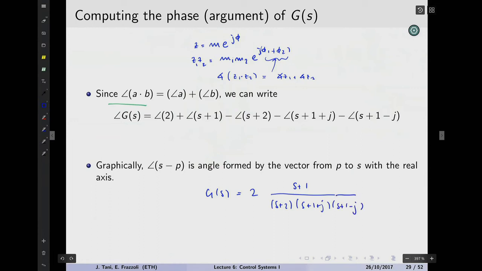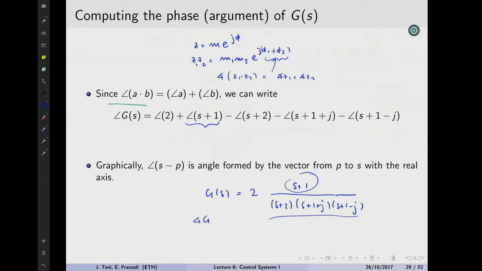So all we have to do to calculate the phase of G is check the phases of each one of these terms and keep into account the broader rule. So we're going to sum up all the terms at the numerator, and we're going to subtract all the phases of all the terms at the denominator. So the question now really becomes, what is the phase of each one of these terms, right? Because, OK, we can break this down.